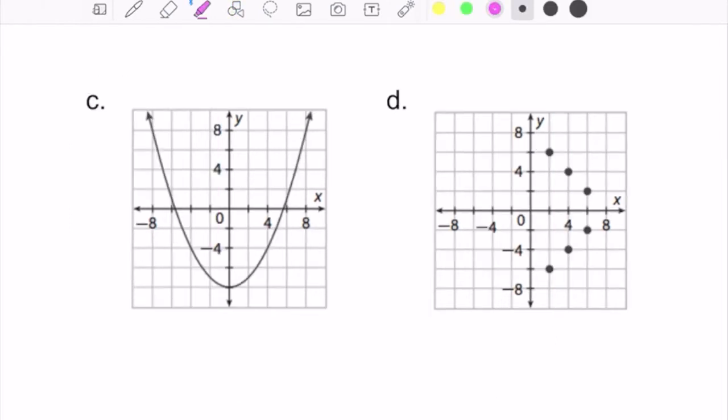C is a function. You can try to draw lines that go through this graph in many different places, but there's nowhere you can draw a vertical line that crosses the curve of the graph twice. So C is a function.